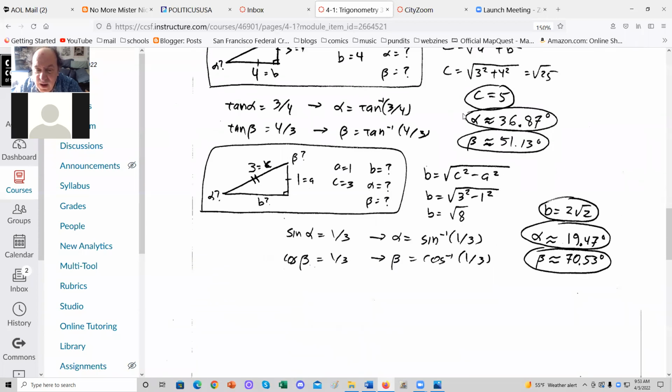Well, all right. Now here we have a right triangle with one side given and the hypotenuse given. A is 1, C is 3. What's B? What's alpha?